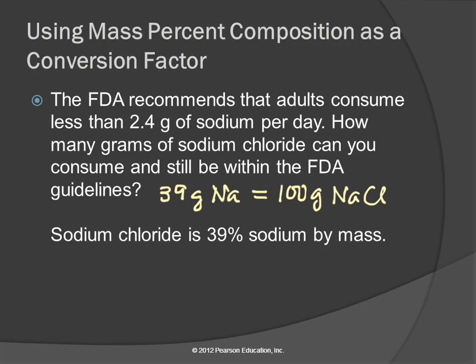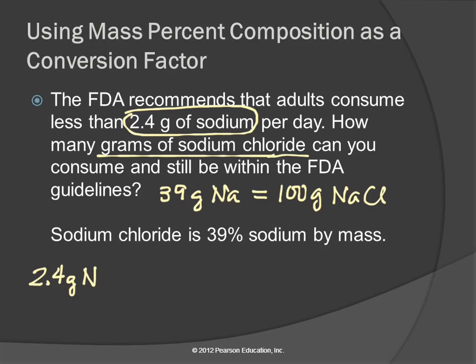So here we have this relationship that comes from this percentage we're given. 39 grams of sodium is equal to 100 grams of sodium chloride. So if we have 2.4 grams of sodium, and we want to know how many grams of sodium chloride, this is the relationship that's going to tell us. We'll just do a little one-step conversion. 2.4 grams of sodium times, we want to multiply by grams of sodium chloride, and we want to divide by grams of sodium.